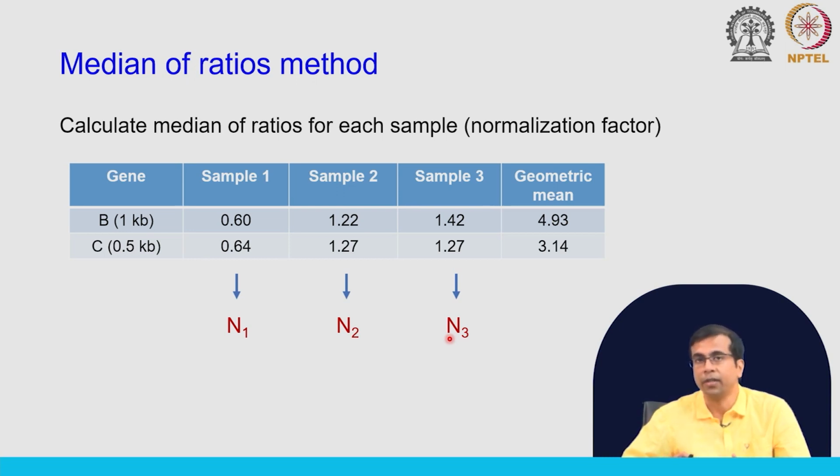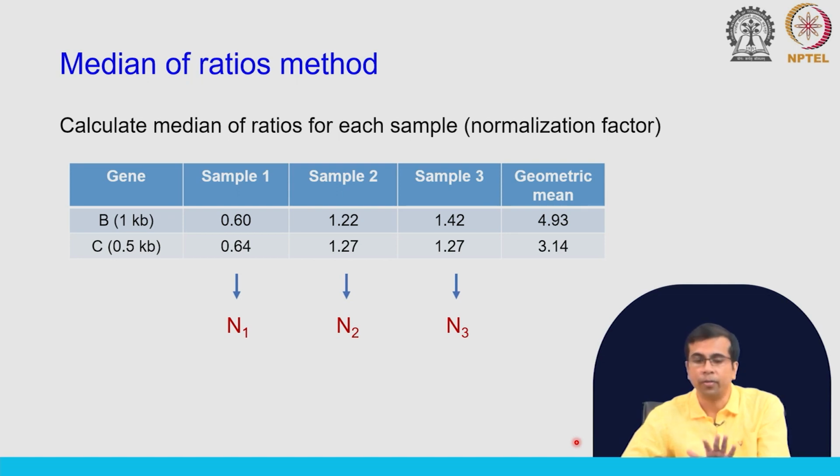When you have thousands of genes, you take the median and will get some values. So, I am simply giving you an example: we get, let us say, N1, N2 and N3 as medians for these samples. Once we get these medians, the next step is to divide the raw counts that we started with by these median values, N1, N2, N3.